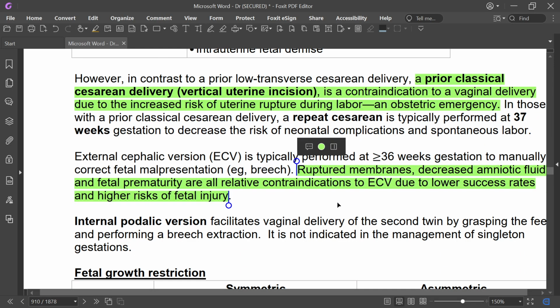And finally, internal podalic version facilitates vaginal delivery of the second twin by grasping the fetal foot and performing a breech extension. It is not indicated in the management of singleton gestation.